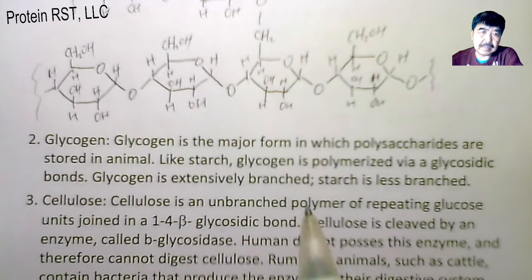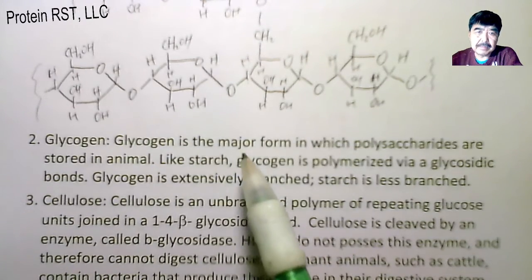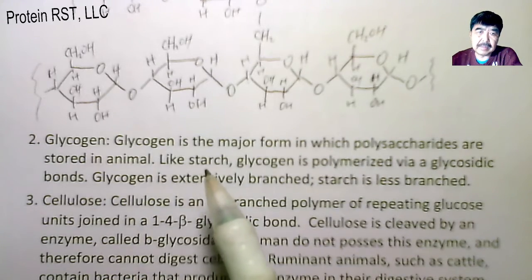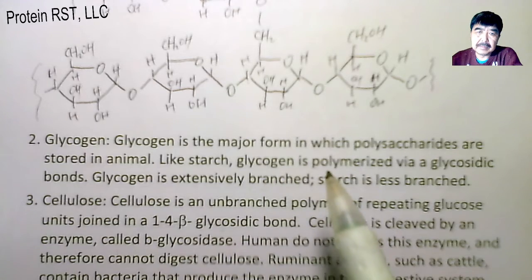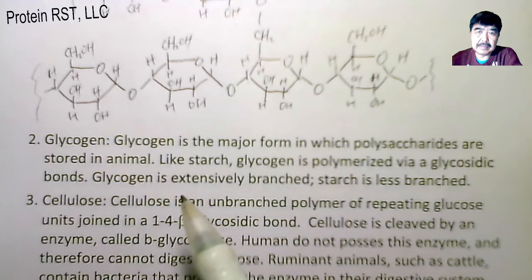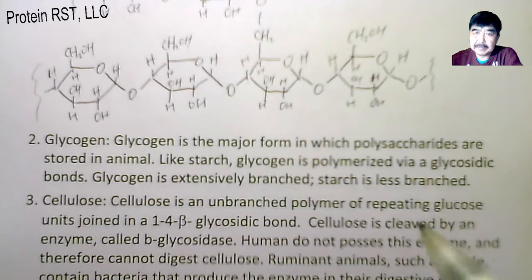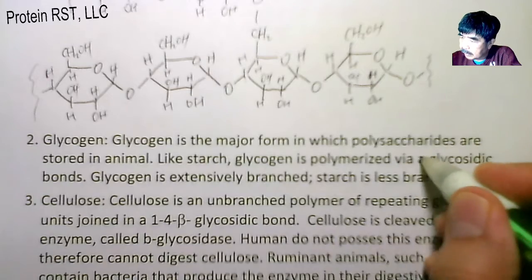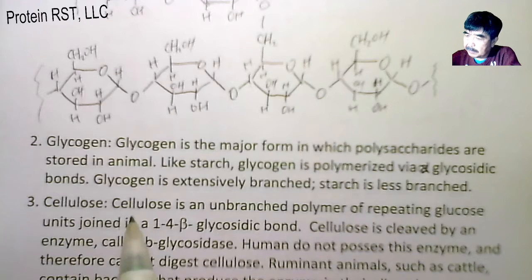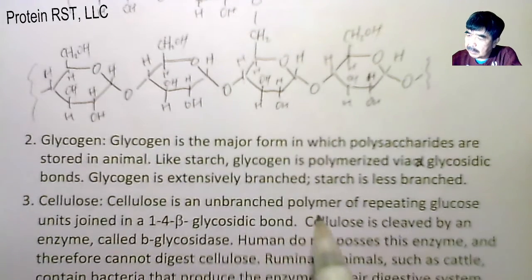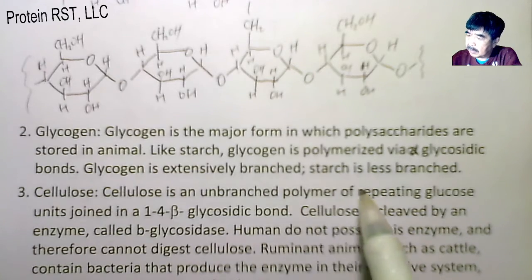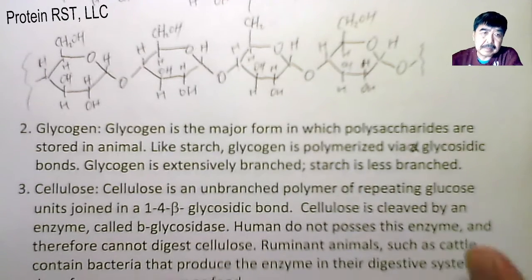Glycogen is the major form in which polysaccharides are stored in animals, like starch. Glycogen is polymerized by alpha glycosidic bonds. Glycogen is extensively branched. That's the difference between glycogen and starch. Starch is less branched.